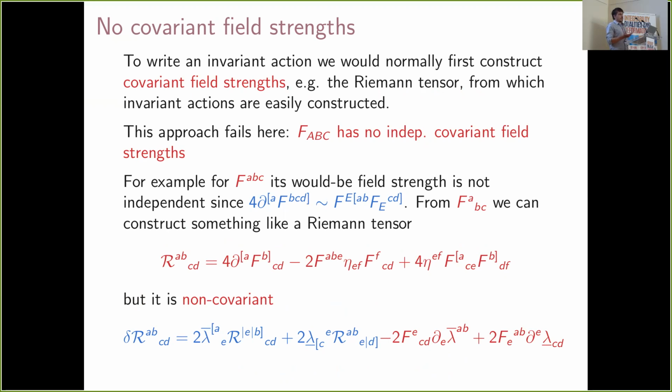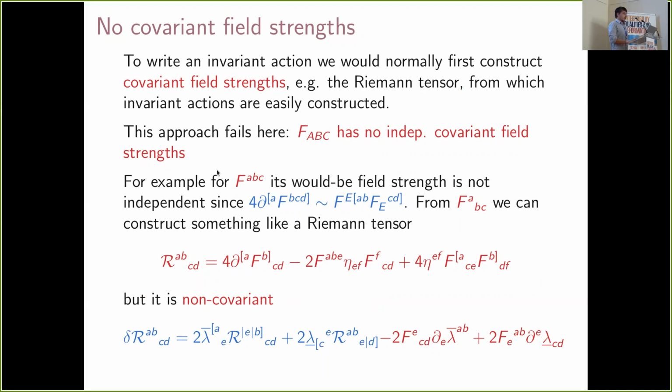And from that, because it transforms covariantly, we can easily construct invariant actions, okay? But the interesting thing is that approach completely fails here. For example, this 3-index flux has no independent covariant field strengths. So there's no object you could start from to build an invariant action.